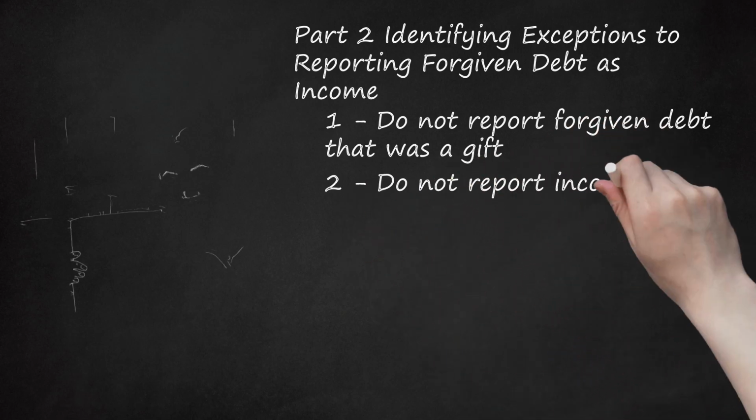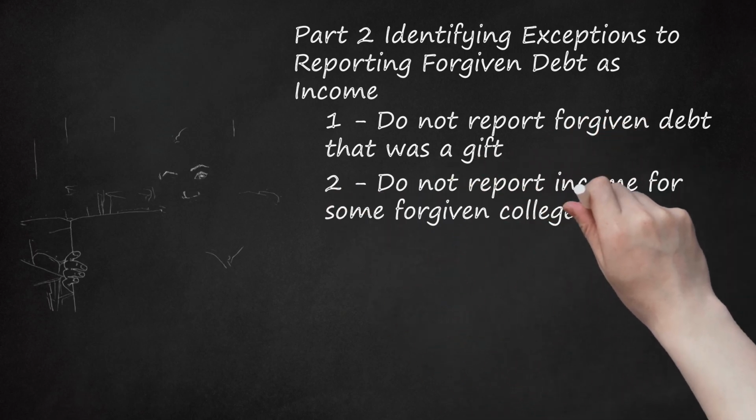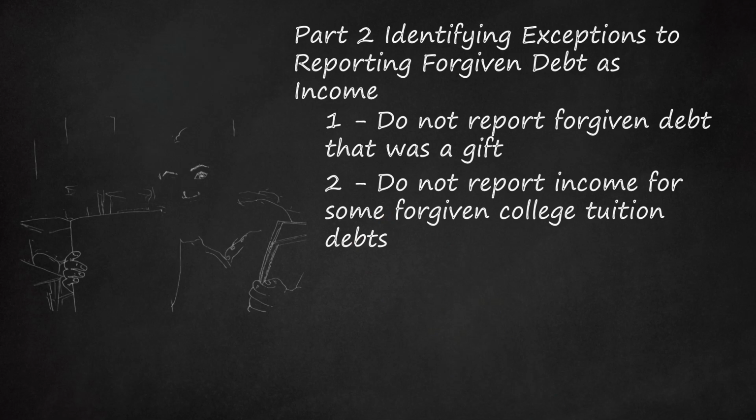2. Do not report income for some forgiven college tuition debts. Some student loans can be forgiven in exchange for your working in a particular field after graduation, without creating reportable income. These loans must have been provided by your educational institution, a registered nonprofit organization, or by the government to be forgiven. The exception is that loans forgiven by an educational institution in exchange for services provided to that institution must be reported as income.